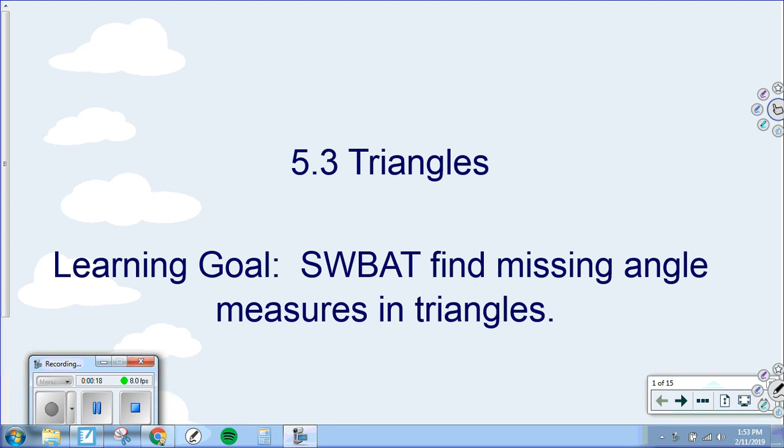5.3 triangles. Our learning goal is students will be able to find the missing angle measure in a triangle. Before we even start, does anybody know how much the angles inside a triangle have to add up to? There's 3 angles inside a triangle. How much do they have to add up to? Good, they have to add up to 180.